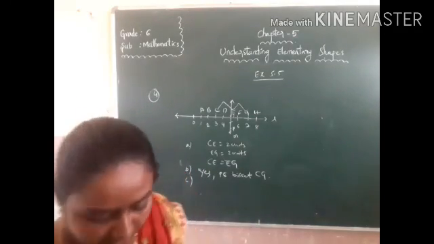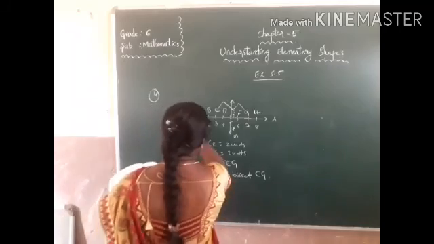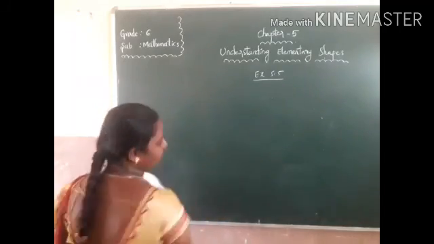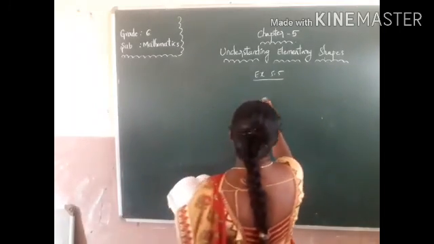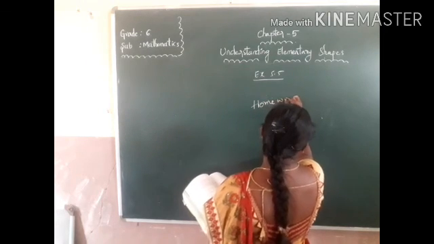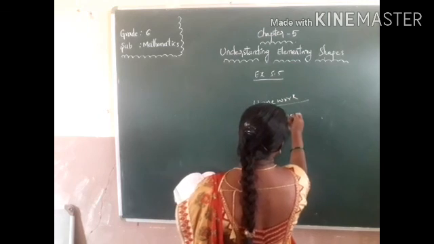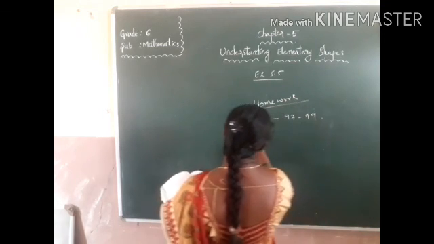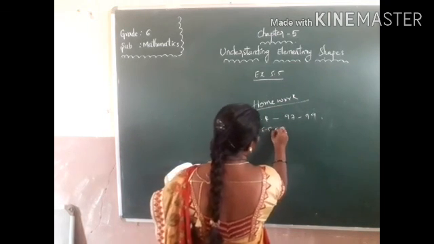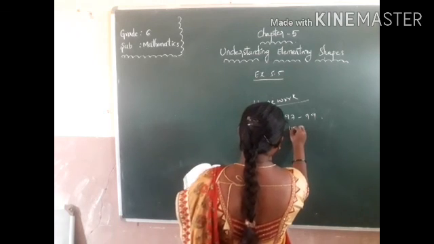Okay, write down homework. So homework is exercise 5.4, page number 97 to 99. Exercise 5.5, page number 100, question number 4.